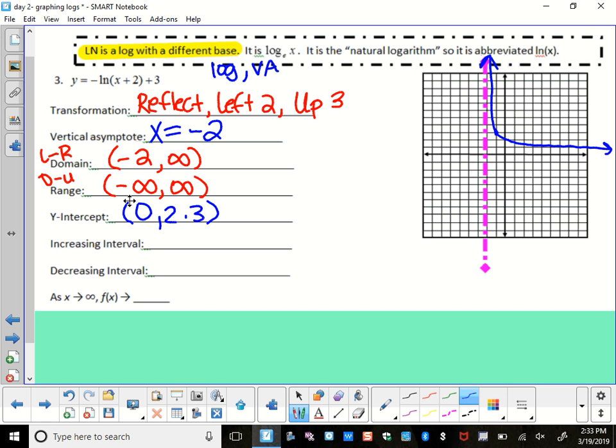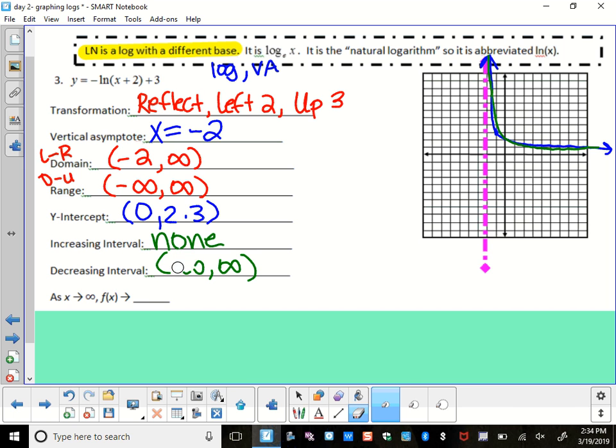All right, increasing interval and decreasing interval. From left to right, what are we doing? We're decreasing, right? So what do I write for increasing? None. And I'm decreasing from -infinity to positive infinity. Oh wait, I made a mistake. That's not right. I'm decreasing from my asymptote, which is -2. So I'm decreasing from -2 on. Sorry. Okay, remember when we're looking at decreasing and increasing intervals, always look at your x values.